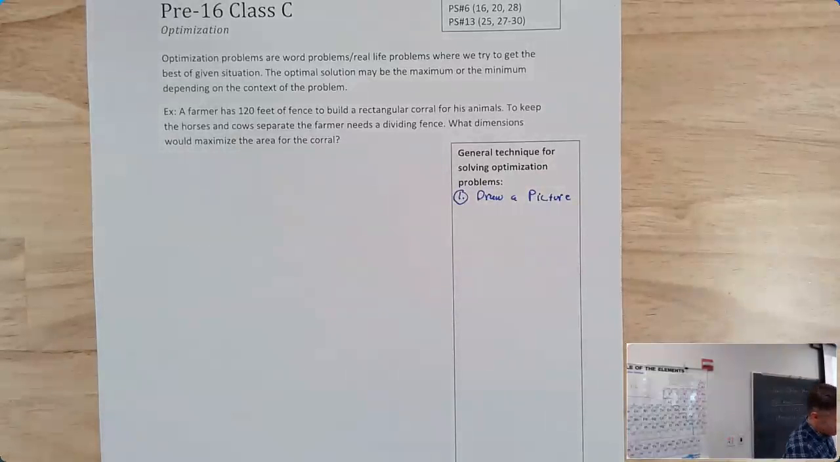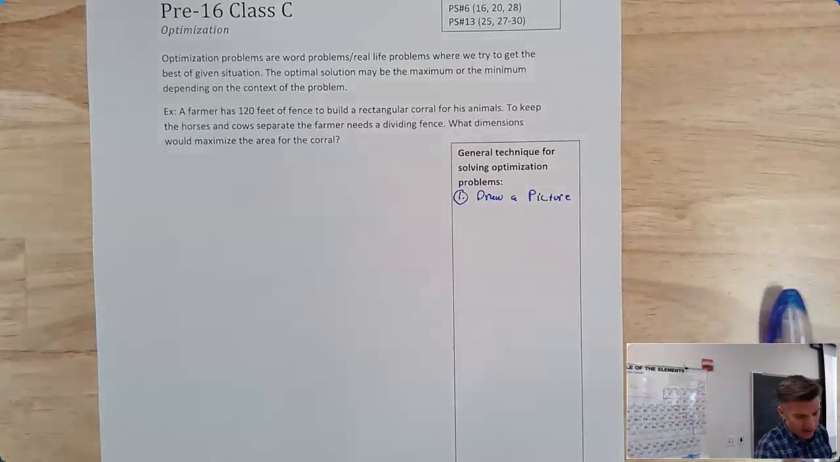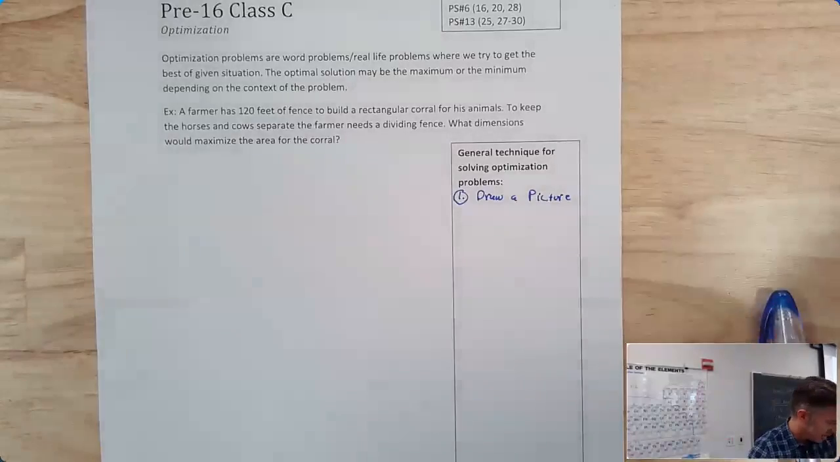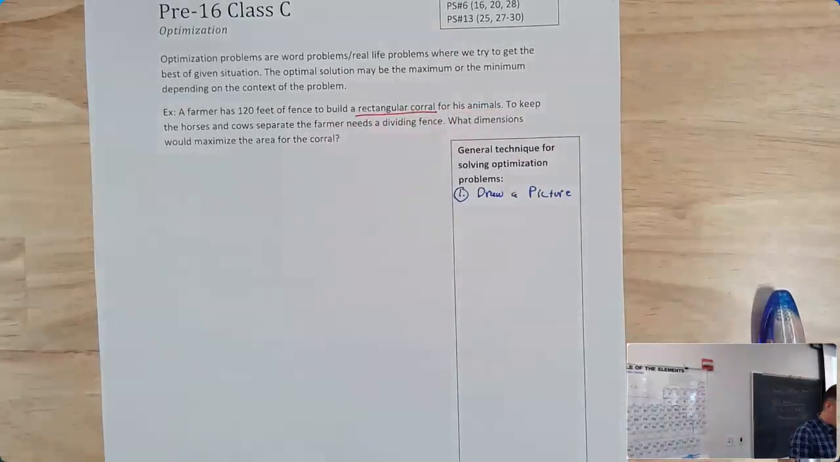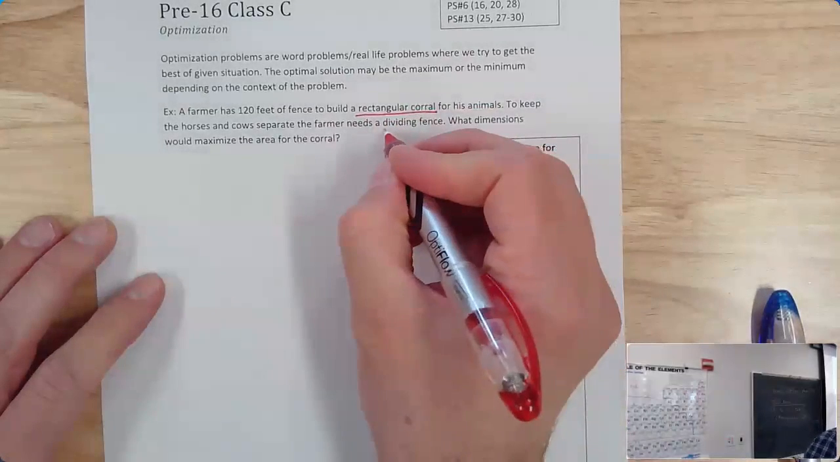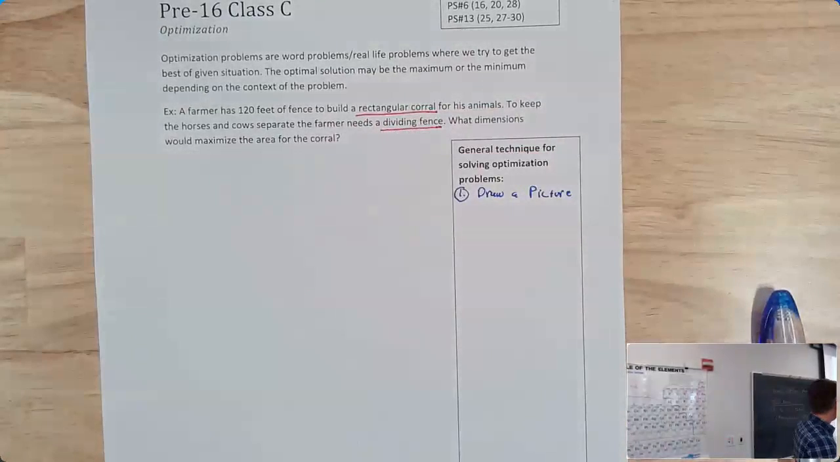So let's see what we've got here. A farmer has 120 feet of fence to build a rectangular corral for his animals. To keep the horses and cows separate, because of course farmers want to keep the horses and cows separate, the farmer needs a dividing fence. What dimensions are going to maximize the area for the corral? All right, so what I took away from that when I read it was, I've got a rectangular corral, and I need a dividing fence to keep the cows and horses separate.